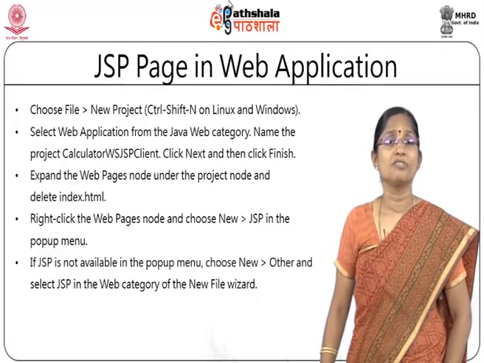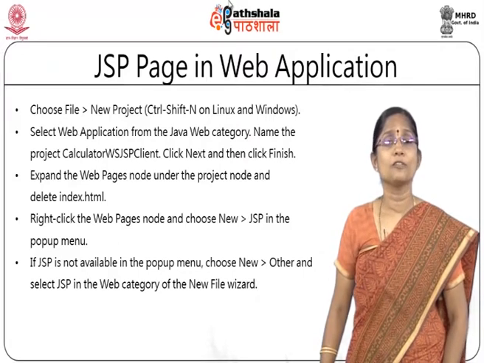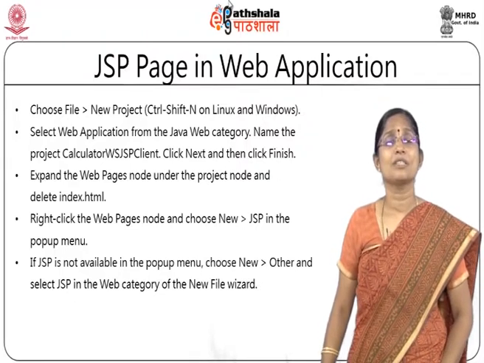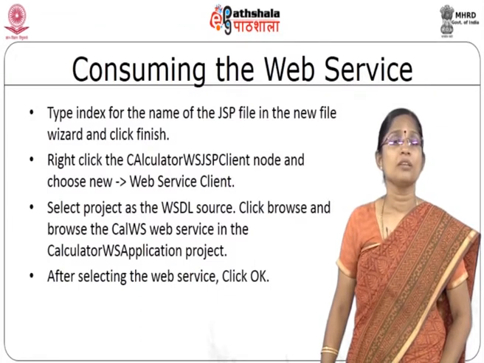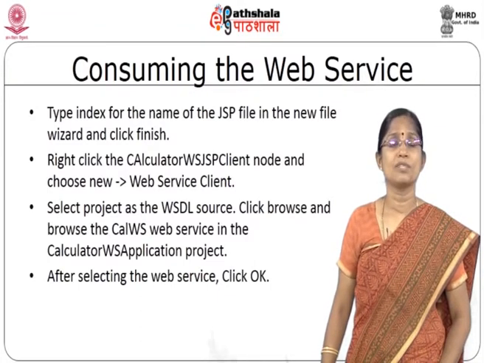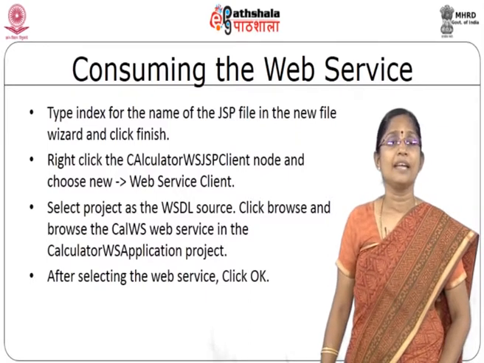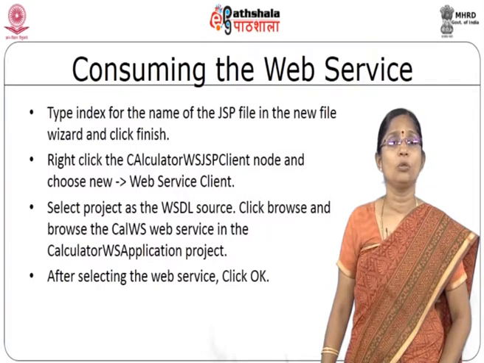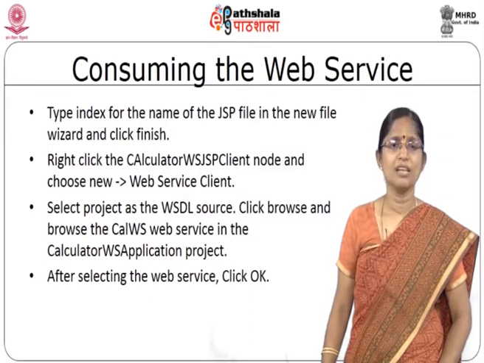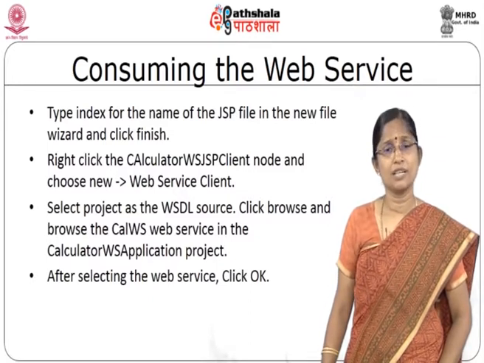If JSP is not available, you can choose New, Other, or any other web category at par with the JSP. Type index for the name of the JSP file in the New File wizard. You click Finish. Again you can see that our client application is the CalculatorWSJSPClient node. There you can choose New Web Service Client.